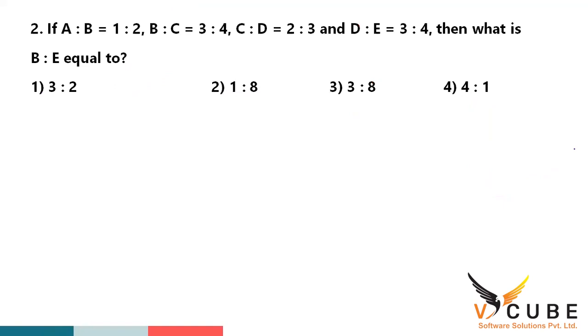If A is to B is equal to 1 is to 2, B is to C is equal to 3 is to 4, C is to D is equal to 2 is to 3, and D is to E is equal to 3 is to 4, then what is B is to E equal to? I think it's a simple problem, no need for pen and paper. If you think clearly and use common sense, you will get the answer.